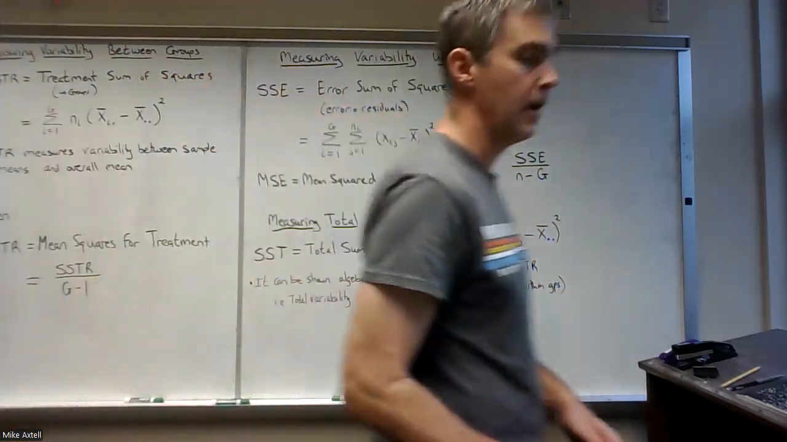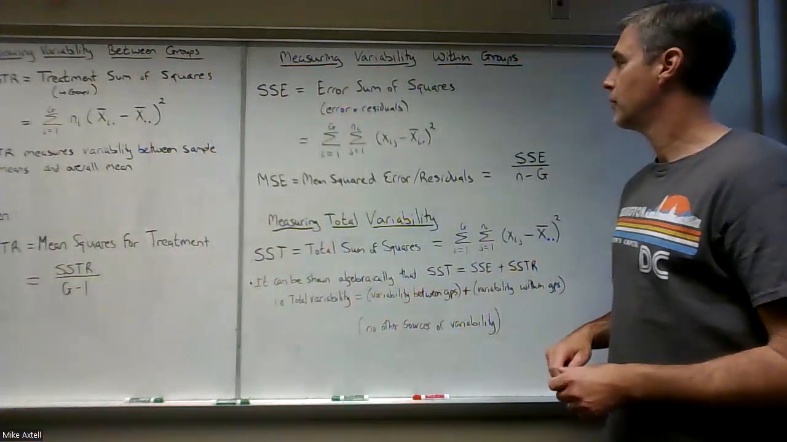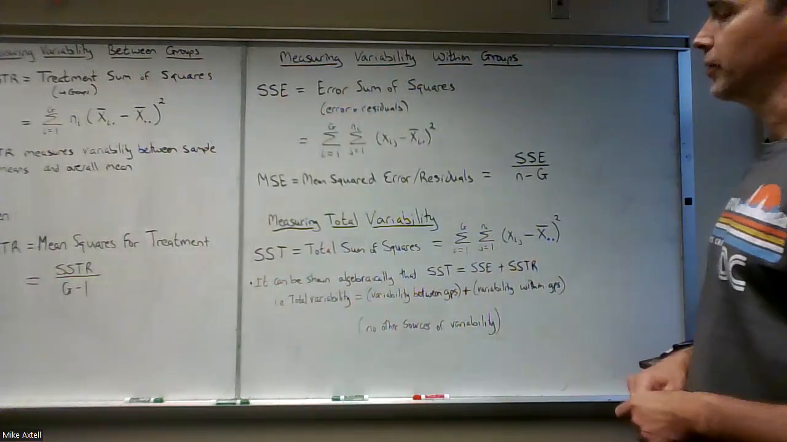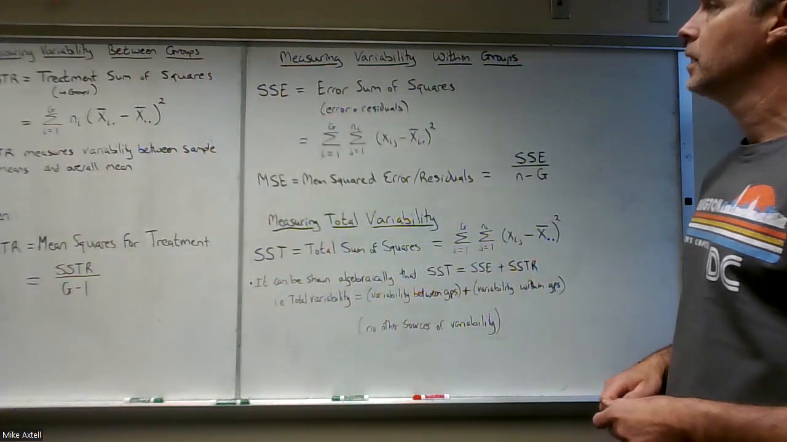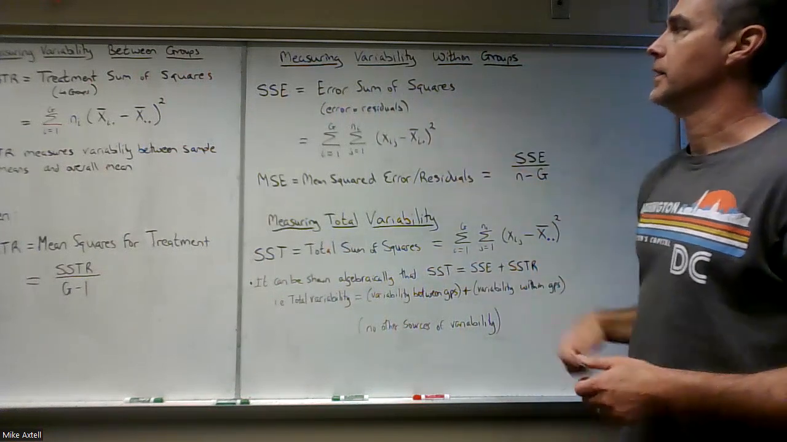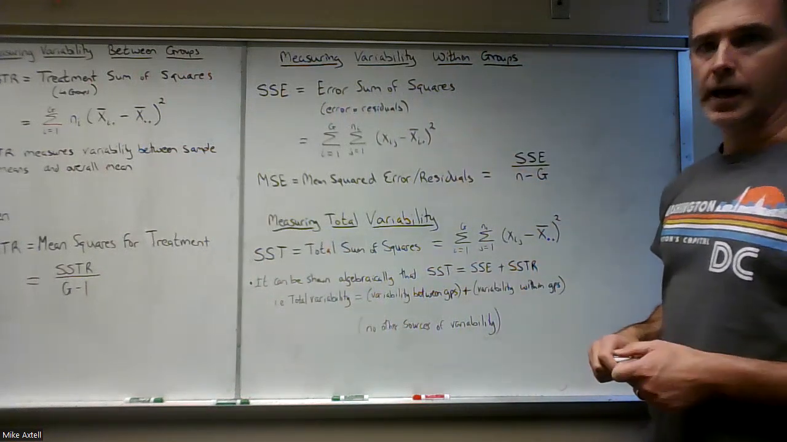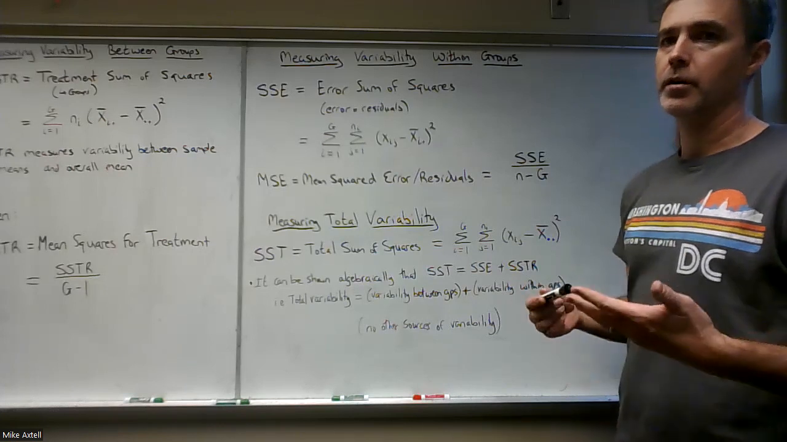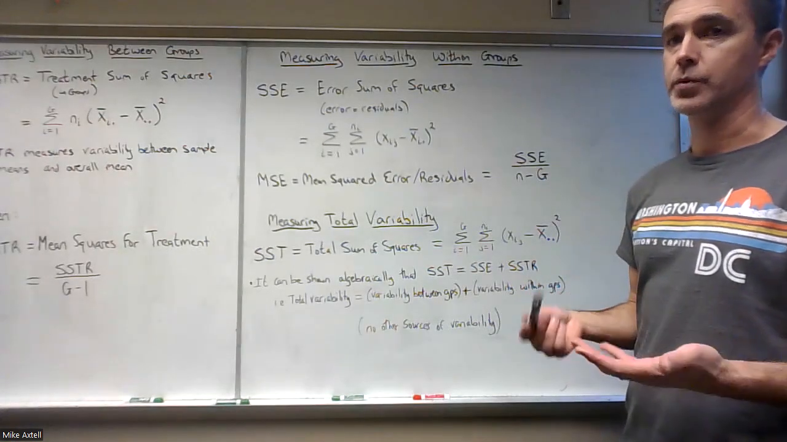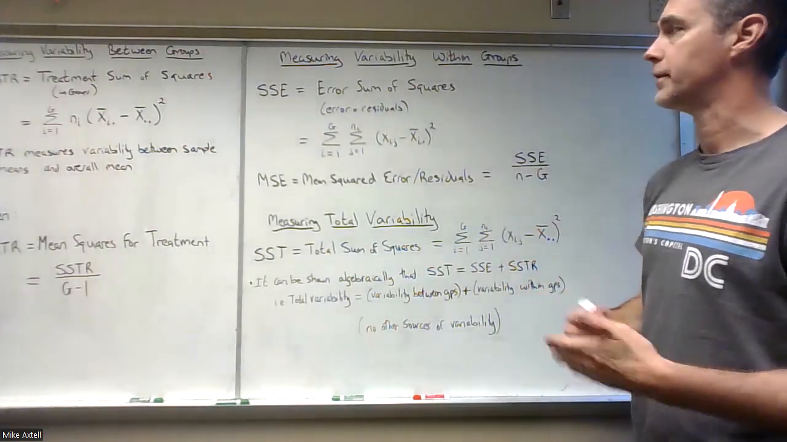All right. So now we're trying to measure the variability within a group, okay? So SSE is going to be the error sum of squares. And if you recall from earlier, error was also synonymous with residuals, difference from the means, difference from the sample means.